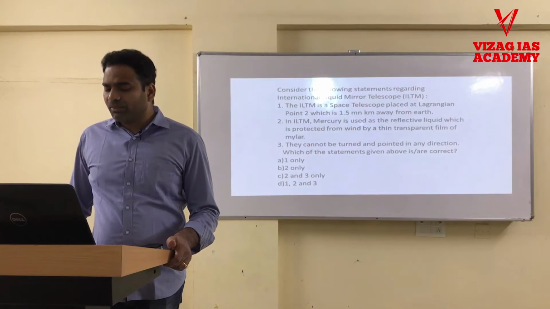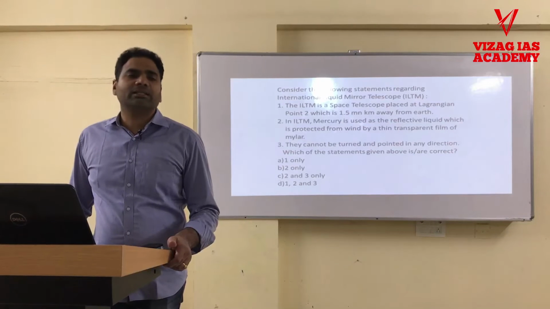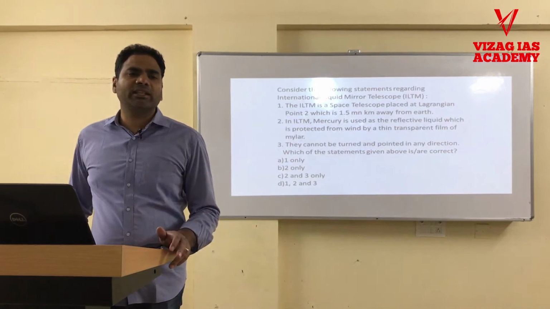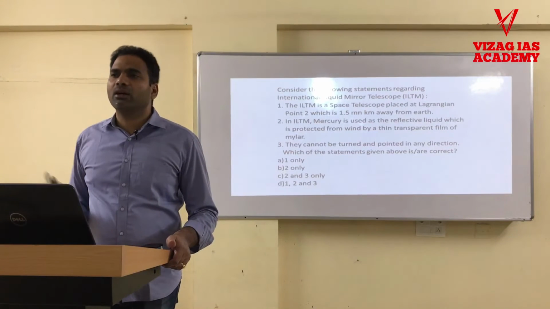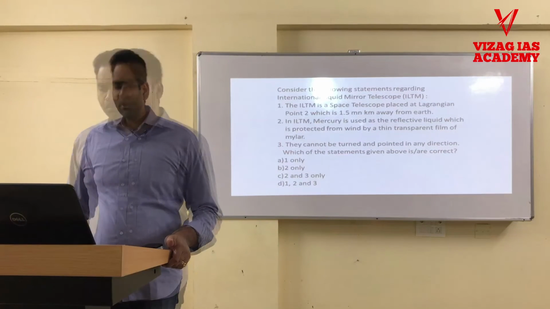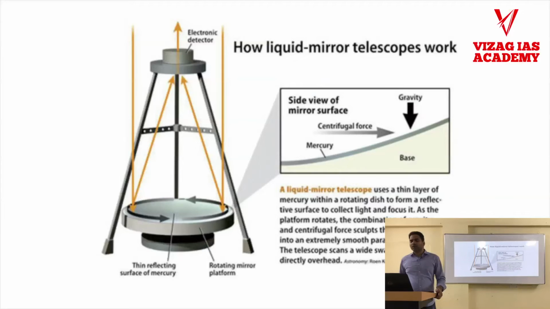So it is used. Next, they cannot be turned and pointed in any direction. Yes, they cannot be turned and pointed in any direction. They have to be fixed in one direction. They can never be moved again. I will show you why. So the answer here is 2 and 3, C. C is the answer. So, this is how a liquid mirror telescope appears.